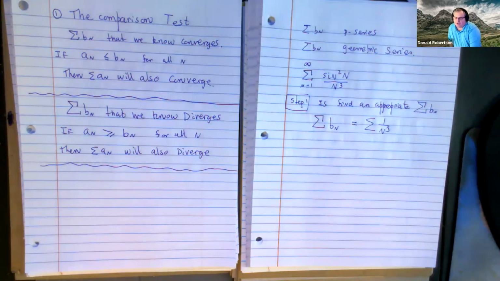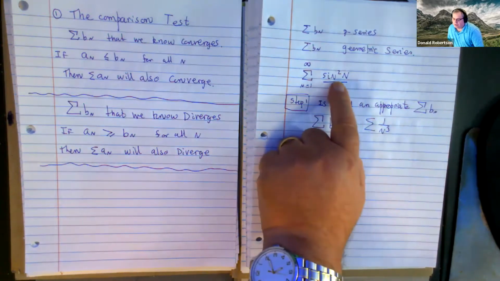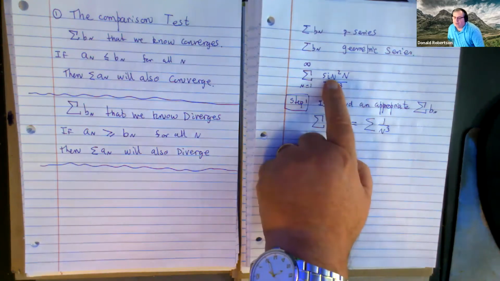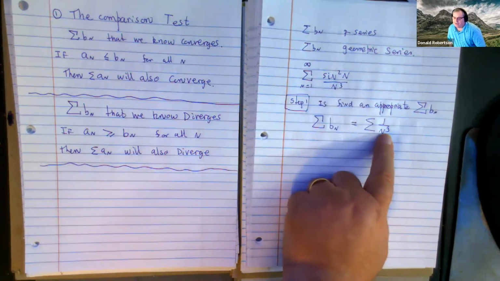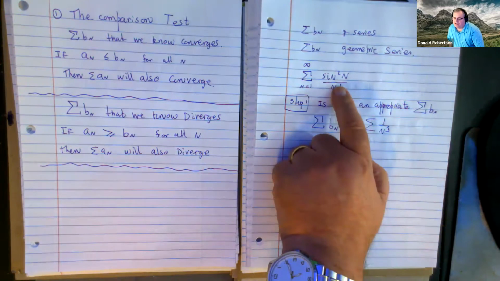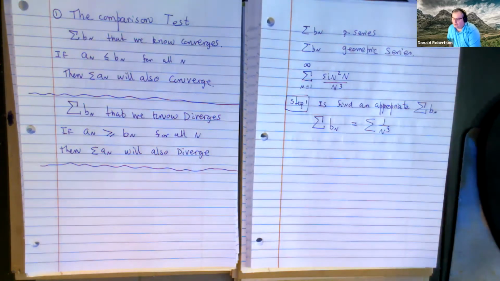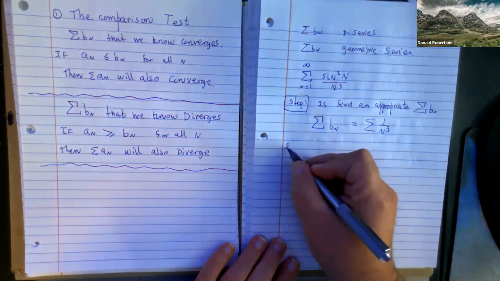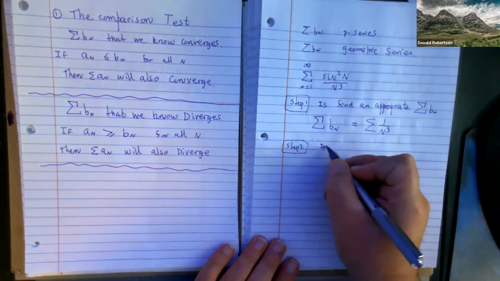Can you see that's not random? Can you understand why I would be choosing this when you look at that guy? Our comparison series must behave in a similar fashion to this one. So I've decided to use this one. N cubed in the bottom and a number on the top. I need a number on the top and I need some power of n on the bottom. Step 2, do the comparison.